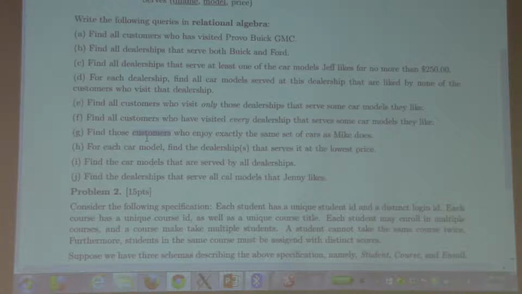Find those customers who enjoy exactly the same set of cars as Mike does. This one is essentially a division. You find all the cars Mike likes, then you do a division. I think that's fairly straightforward. So I will skip this.